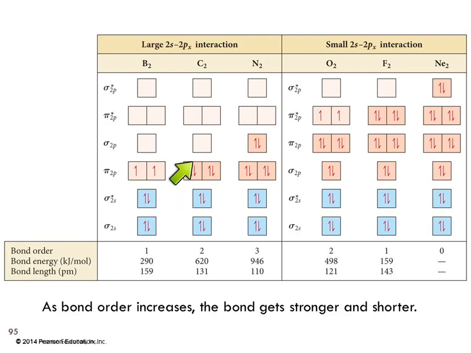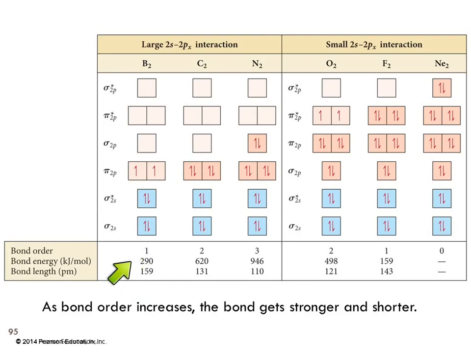Carbon is going to fill up the pi 2p bonding orbital. It's going to have a bond order of 2. Nitrogen has a bond order of 3. So now we're getting in here. And none of these antibonding 2p orbitals have any electrons in them. That's why this is increasing. And if we look at the bond energy and the bond length, this confirms that this bond order business does have some predictive quality or value.